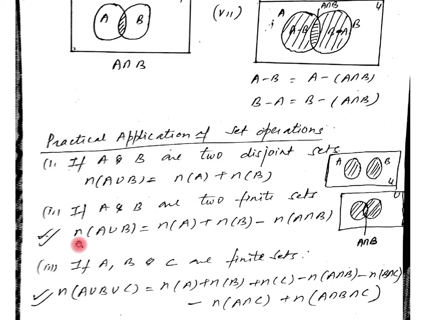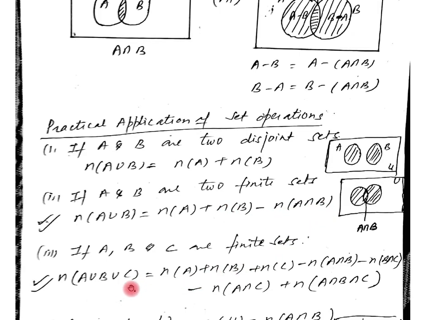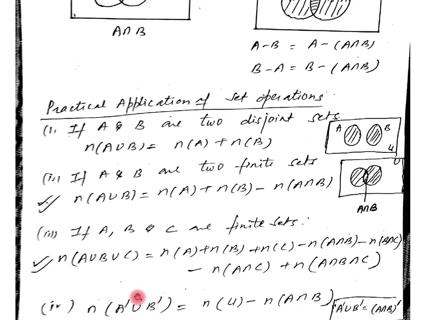In 80% of questions, we generally use this result: n(A union B) equals n(A) plus n(B) minus n(A intersection B). When three sets are given, then you use the other result.